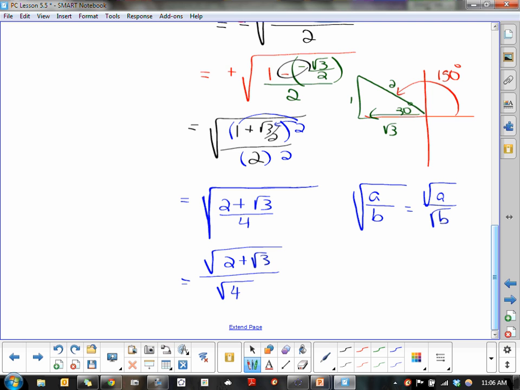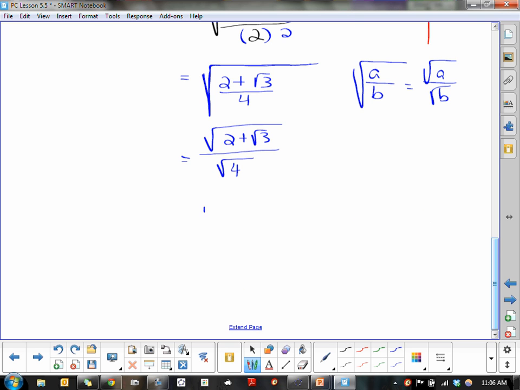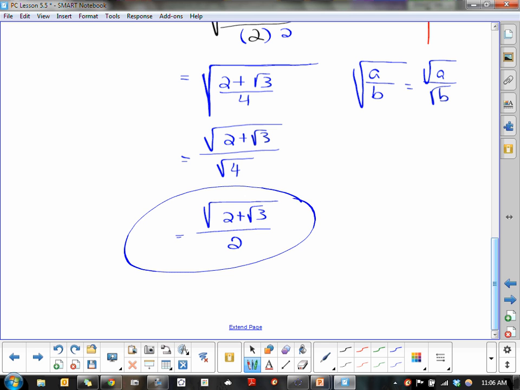And that has a strategic advantage. The square root of 4 is 2. So our final answer is the square root of 2 plus the square root of 3 all over 2. This is the exact value, and that's what we were after, not a decimal approximation, but the exact value of the sine of 75.